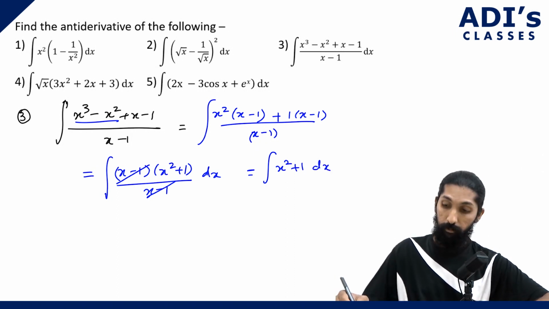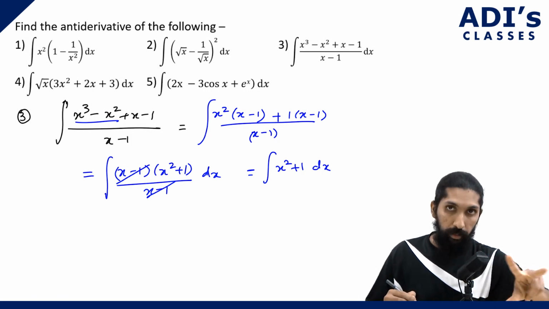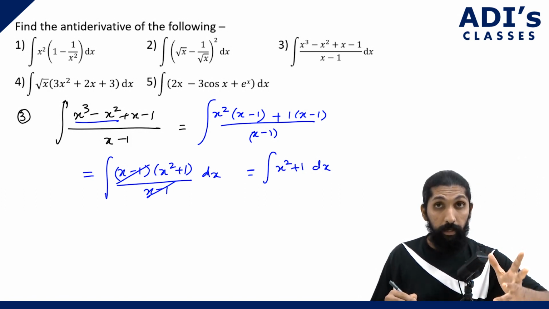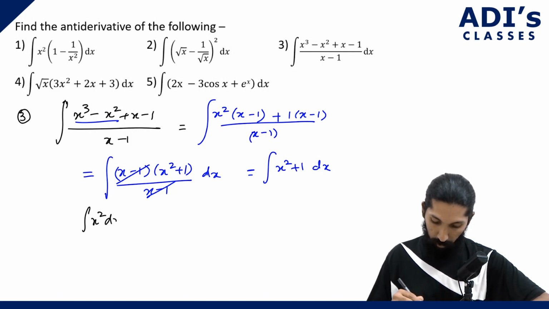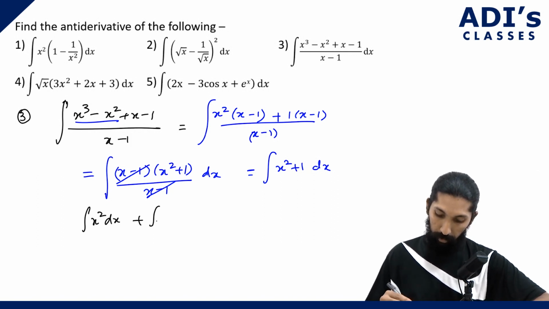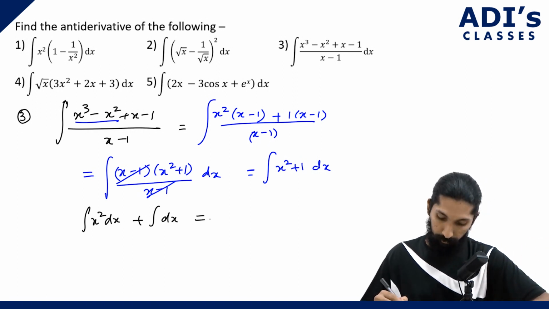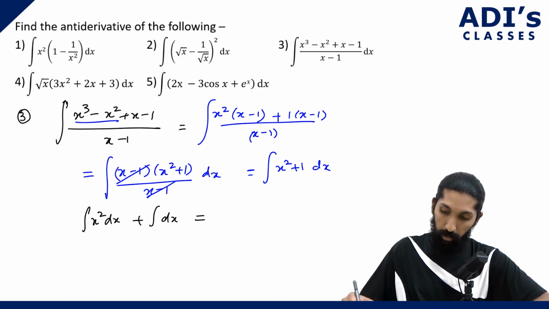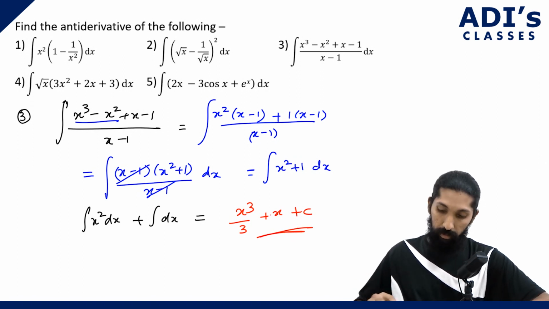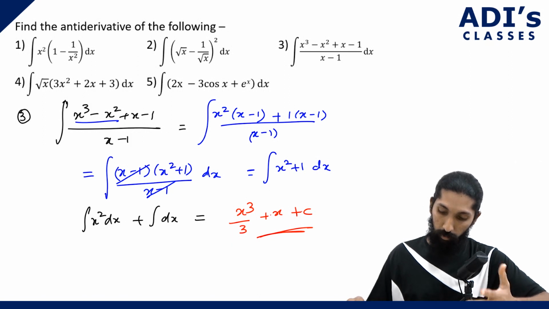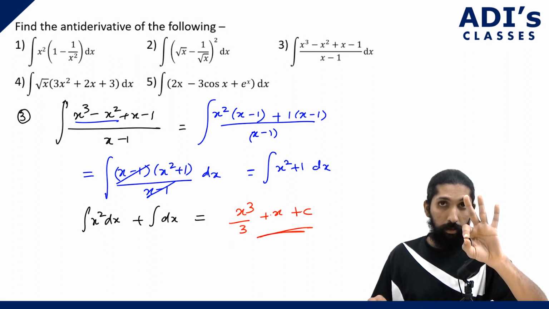Correct? Now what do we do? Split the integral. Once you split the integral, you are going to get the integral of x² dx plus the integral of 1 dx. This is going to become x³/3 + x + c. Plus c is the final part. So this is what you're going to get, the answer for the third one.